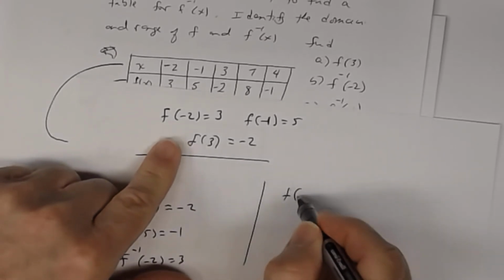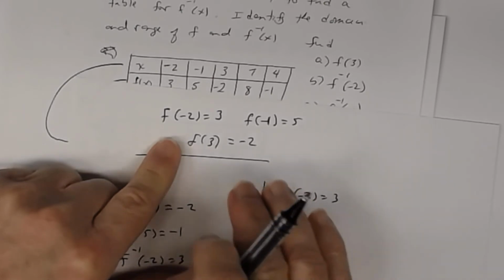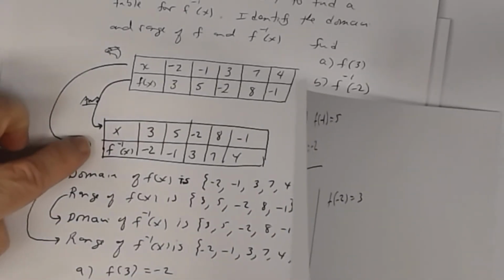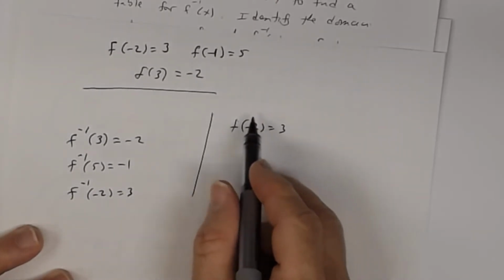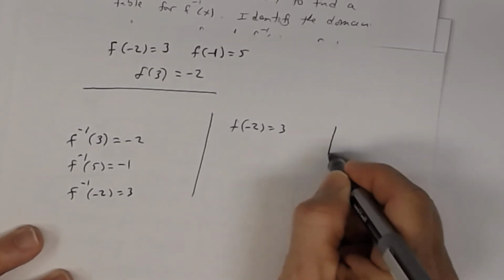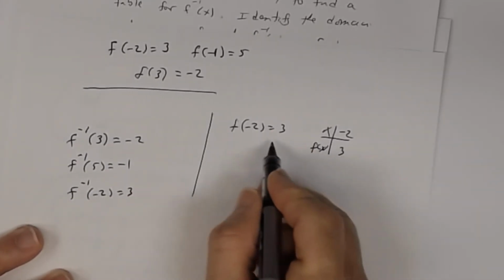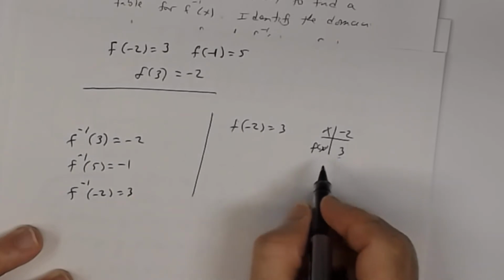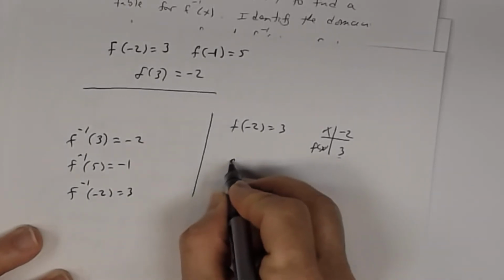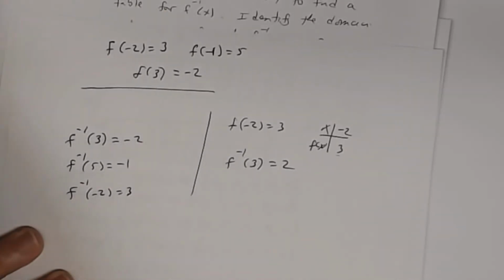If f of -2 is 3, then without even knowing the inverse table, without even creating the inverse table, you can say this. If f of negative 2 is 3, then what that means is that f inverse, this becomes the y of the inverse. So f inverse of 3 is equal to -2. That's what that means. Okay?